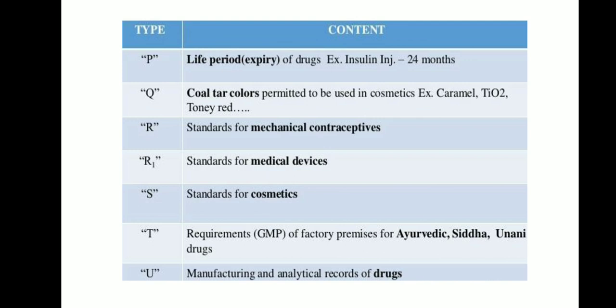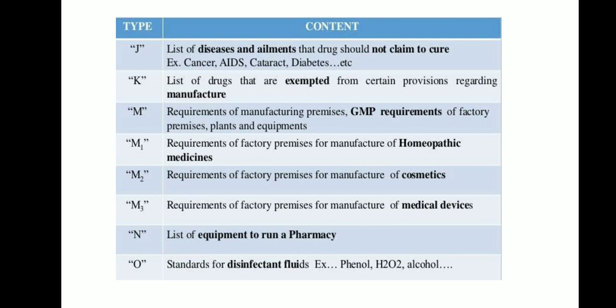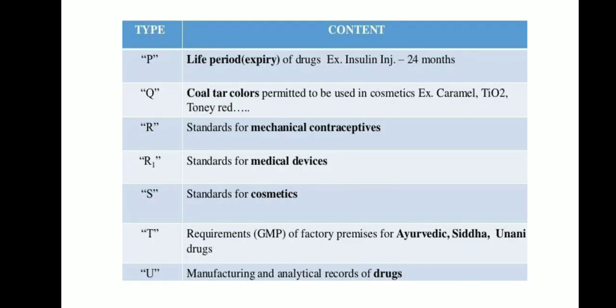S for standards for cosmetics. Now here one thing you have to see, R1 and S. Here standards for medical devices and standards for cosmetics, R1 and S. But GMP of medical devices is M3 and GMP of cosmetics is M2. Here you can see R1 represents standards for medical devices, S represents standards for cosmetics. When you are studying, you have to compare these, R1, S, M2, M3. When you compare these things, you can easily get the difference.